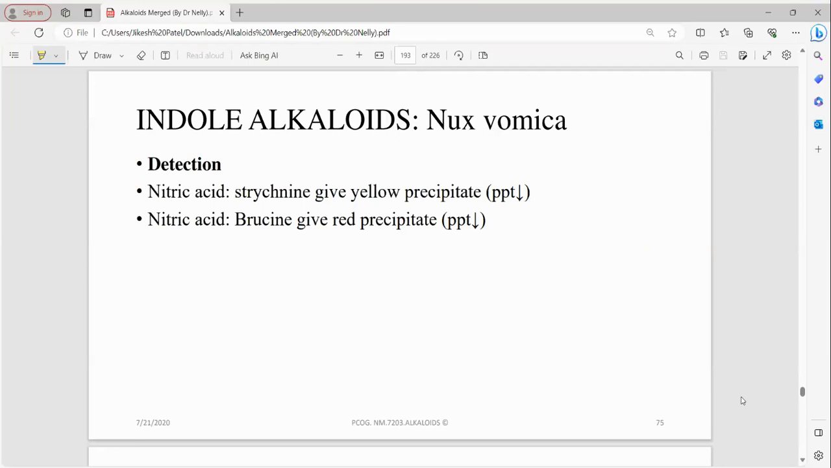On the detection, I will not focus much here because they mostly focus on the detection of general alkaloids. We remember the Dragendorff, Mayer, Hager and Wagner reagents. Those are the ones they test. So here we can skip.